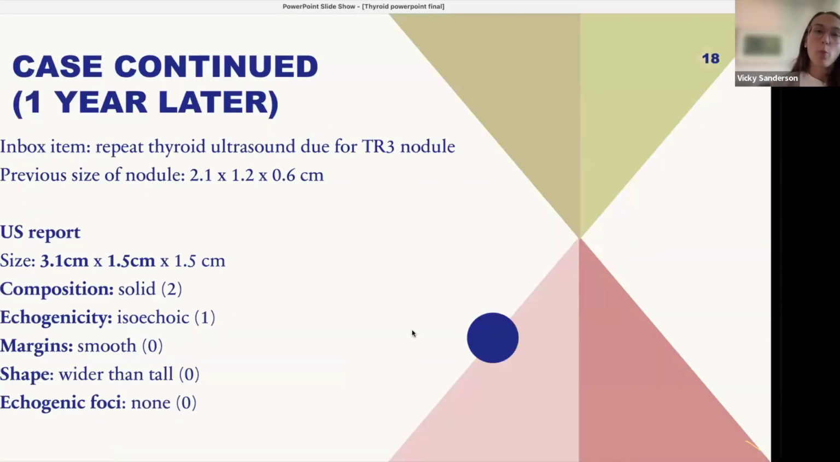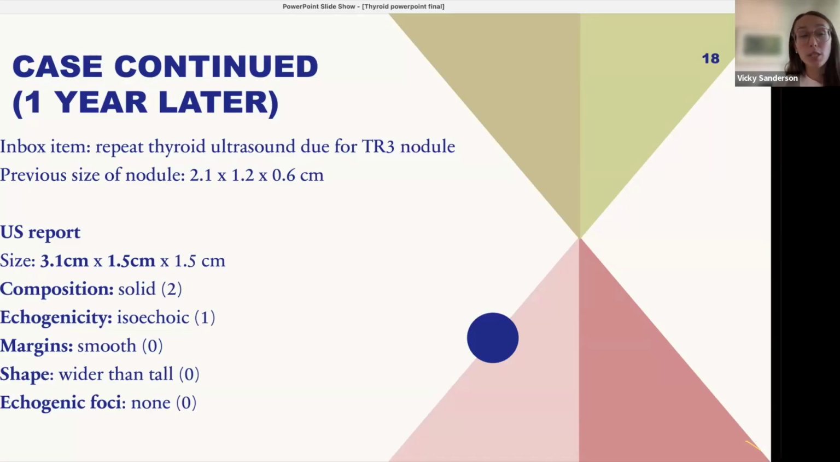So, we open up our inbox, we're in primary care, maybe we're taking over this patient and we see this thyroid ultrasound is due pop up, which we get a lot of, I'm sure. We can see the previous size here. We know we need to repeat that ultrasound. And with the updated ultrasound report, we can see that it's grown fairly substantially, so we don't love that. Still solid and isoechoic. It's still at that TR3 category.